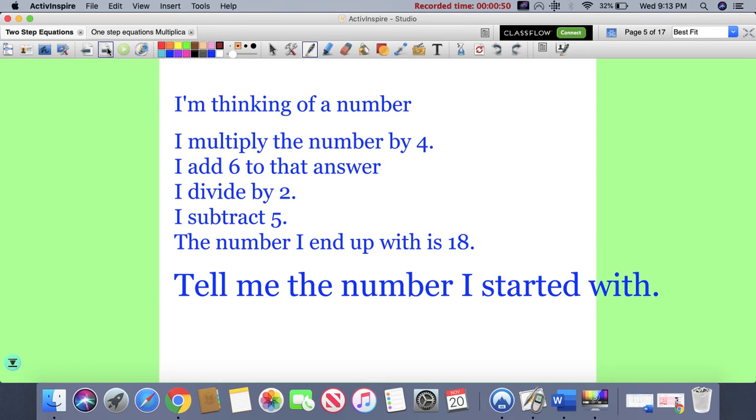All right, so I want you to do this problem. I'm thinking of a number. I multiply by 4. I add 6. I divide it by 2. I subtract 5. And I end up with 18. So, excuse me, what did I start with? So what would you do to find that number?